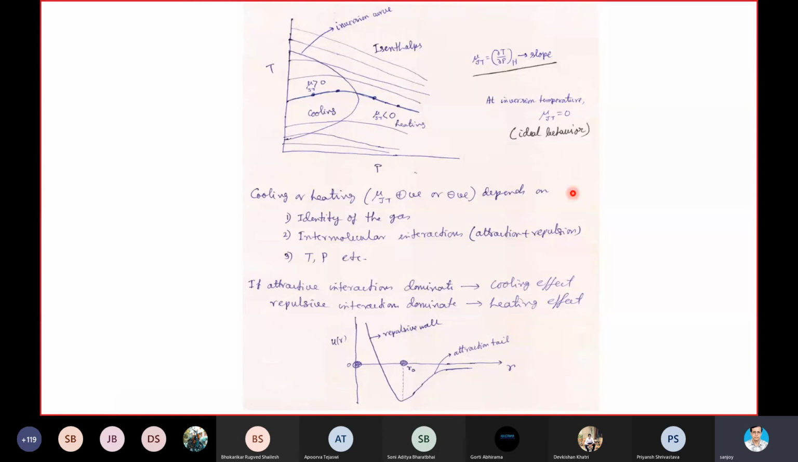And then we tried to give you a molecular explanation of why this is happening. So which of the two interactions dominate? Remember, this is valid if you have performed the experiment in an isolated manner, where there is no heat exchange with the surroundings.